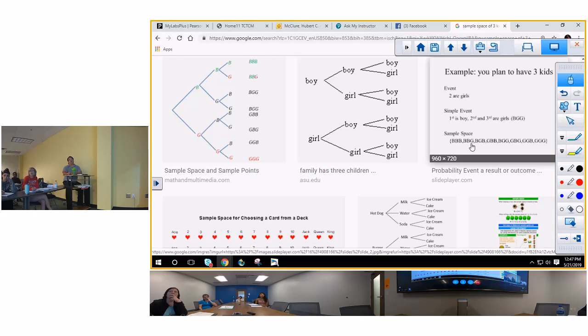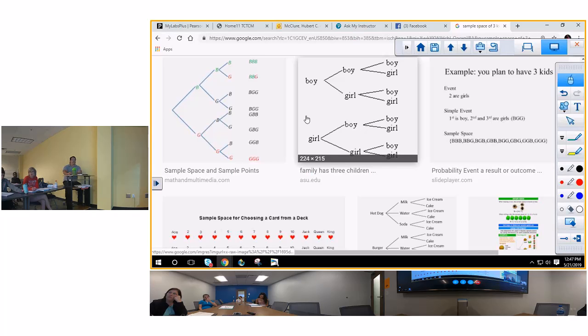Boy, boy, boy. Boy, boy, girl. Boy, girl, boy. Girl, boy, boy. Boy, girl, girl. Girl, boy, girl. Yeah, there are 2 girl, boy, except one's backwards. Girl, girl, girl. Make sure you got those 2 somewhere on an index card before you take the test. Okay?